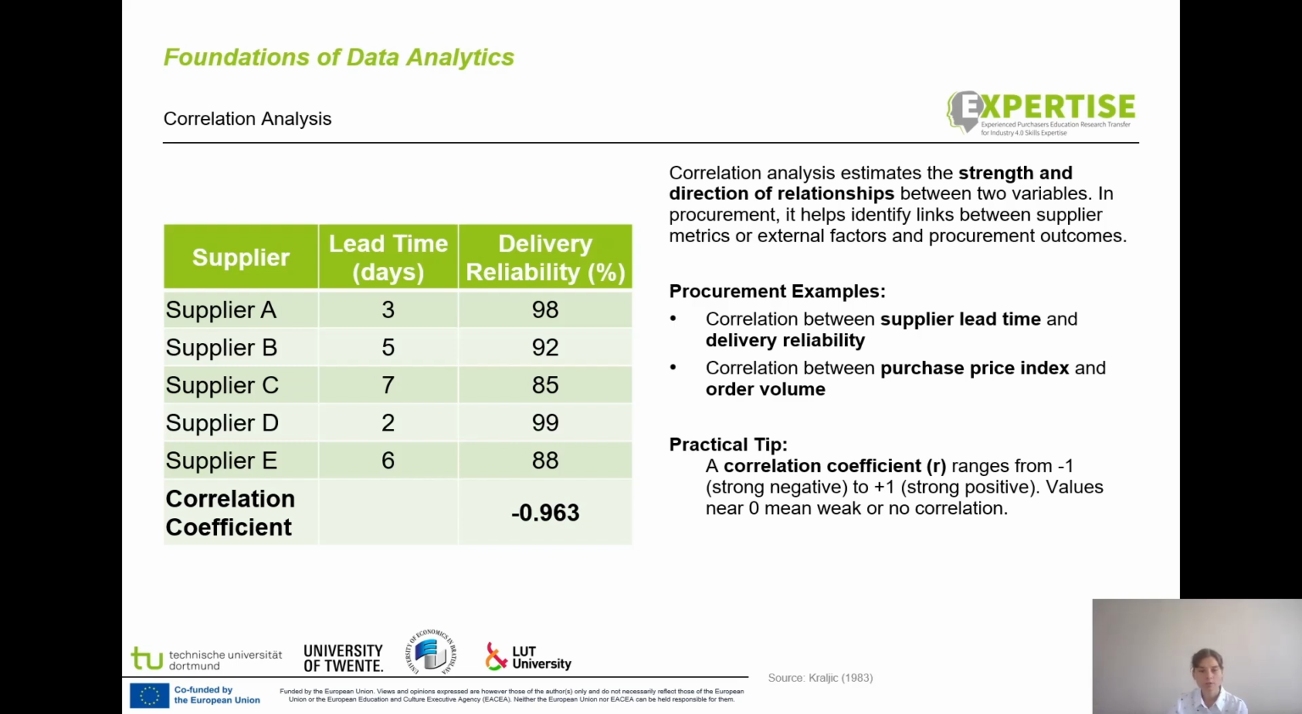The correlation coefficient ranges from -1 to +1. Values near 0 indicate no relationship. -1 shows a perfect negative relationship, as one increases the other decreases, and +1 shows a perfect positive relationship, both increase together. This allows procurement professionals to quantify the strength and direction of relationship between key performance metrics or external factors.